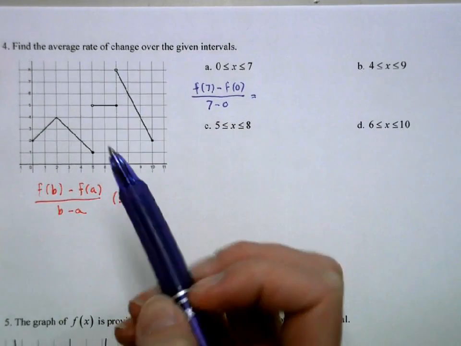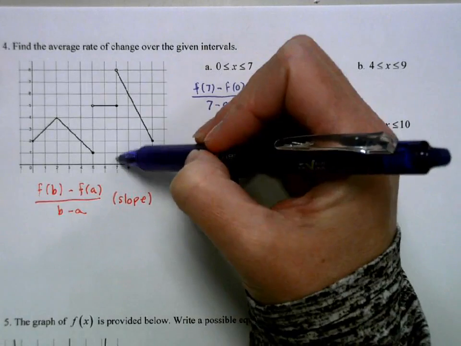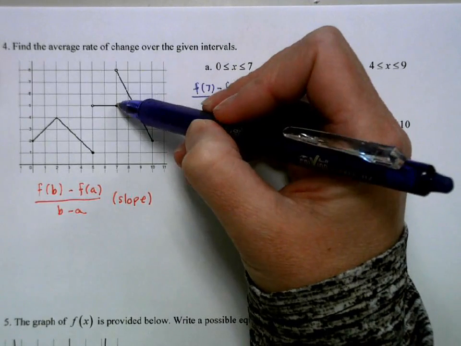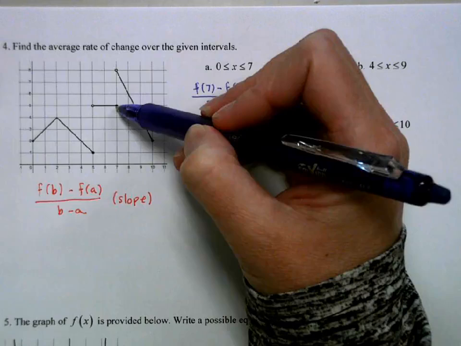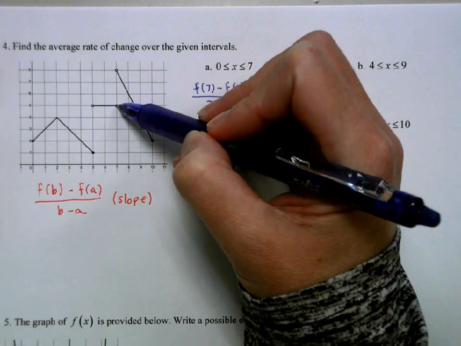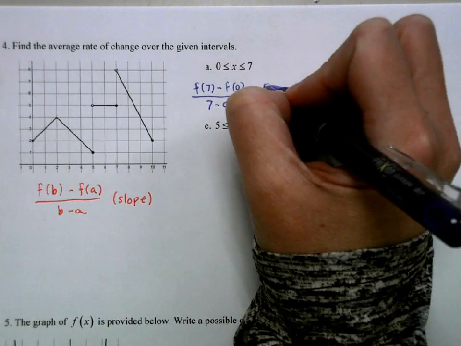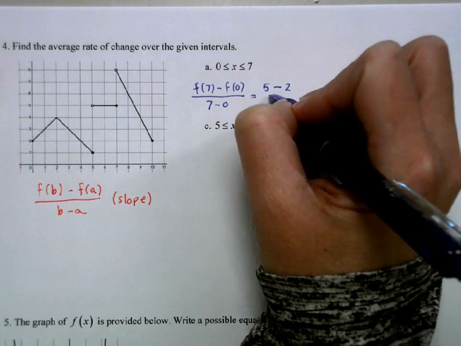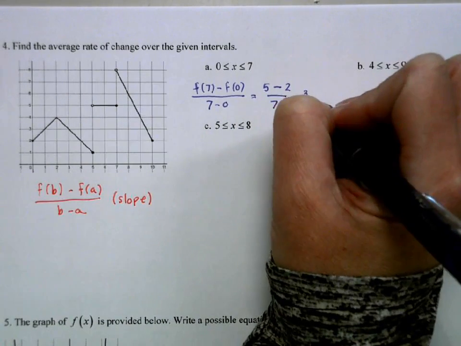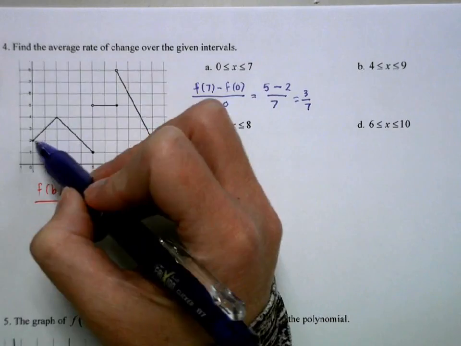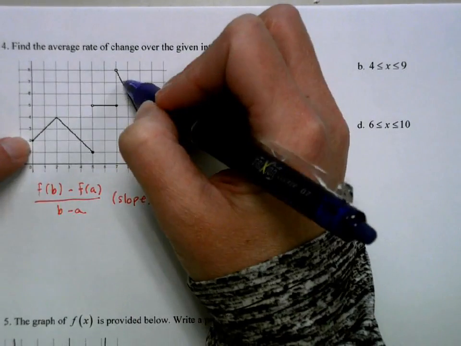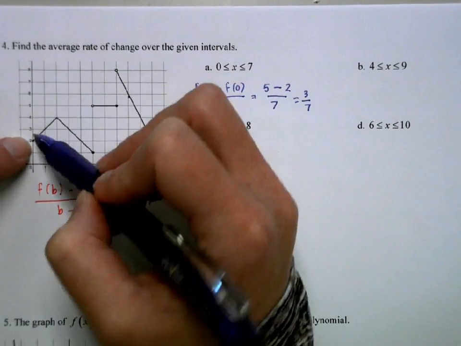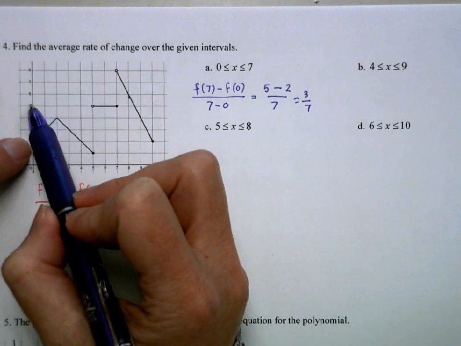If I go to my graph, f of 7, now here I've got an open dot and a closed dot, and when it's like that, we evaluate at the closed dot, which is going to be at 5. The function value at 0 is 2, so we get 3 over 7. Now what you could do is go from this point to the point on 7 and literally go using your slope.